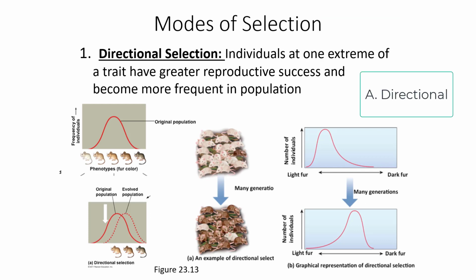First off, we have directional selection. This is where individuals at one extreme of a trait are going to have greater reproductive success and thus become more frequent in a population. If you have a bunch of mice here with different colors, and they're against a black background, as we saw a few lectures ago, then you can see these mice against a black background are going to have a greater success if they are, well, darker. This is directional. The direction is for darker mice.